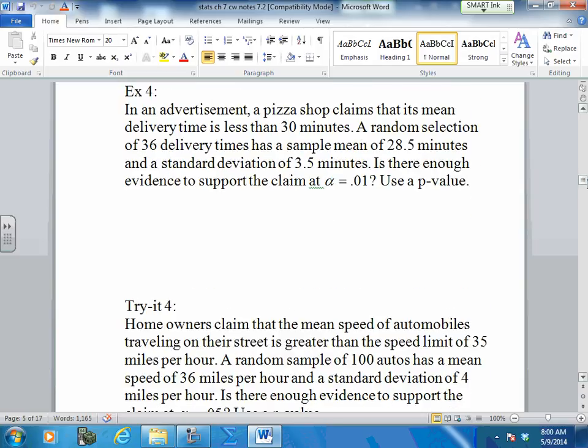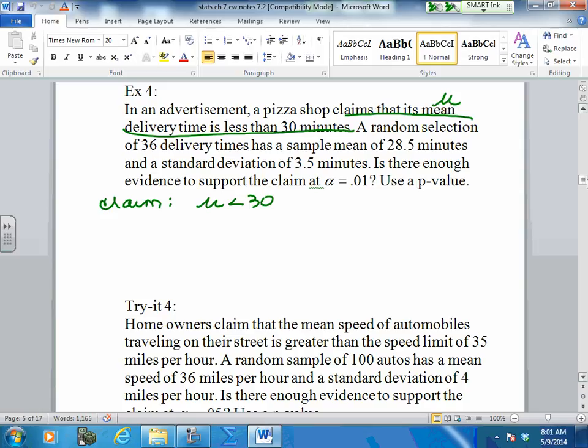Okay. On page 350. In an advertisement, a pizza shop claims that its mean delivery time is less than 30 minutes. So here's our claim. First step is we write the claim. What's the claim? How do I write it mathematically? Mean less than 30 minutes. Remember, the symbol for your population mean is the mu sign.